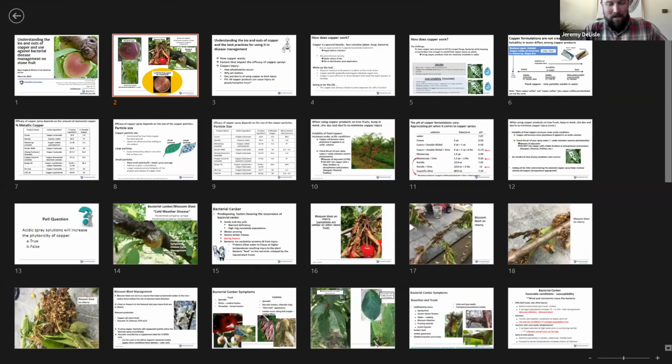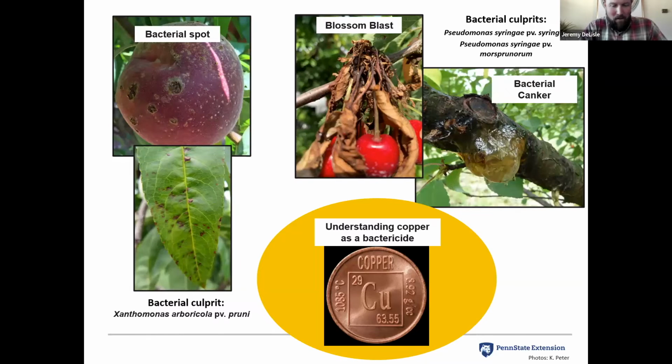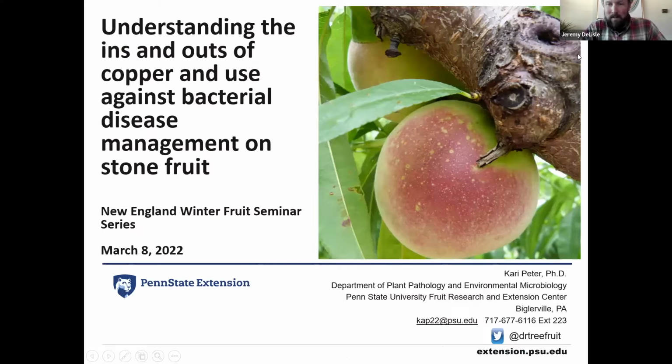All right, and so our next speaker is Dr. Carrie Peter. Many of you probably know Carrie. She's an associate professor in tree fruit pathology at Penn State University. Her expertise is in apple and pear diseases, peach, cherry, and other stone fruit disorders. Areas of interest for Carrie are diseases of pome and stone fruit, especially bacterial diseases, and post-harvest apple rots. So Carrie, thank you again very much for being here and presenting on this to us.